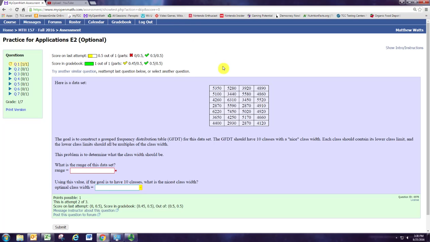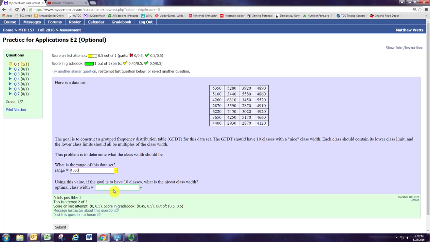So looking at all the numbers, find the greatest number, and that'll be the maximum. In this case, the greatest number is 7,450. And the minimum, or smallest number, is 2,870. So we'll subtract the 2,870 from the 7,450, and we'll get a range of 4,580.